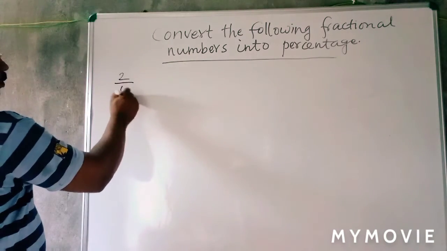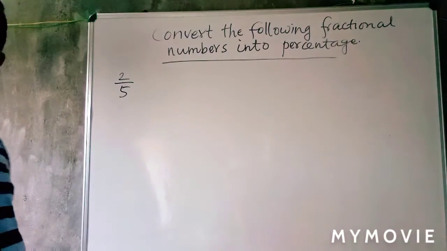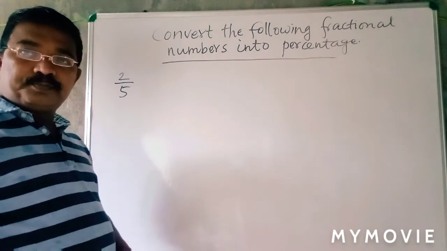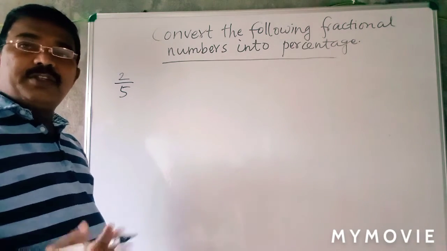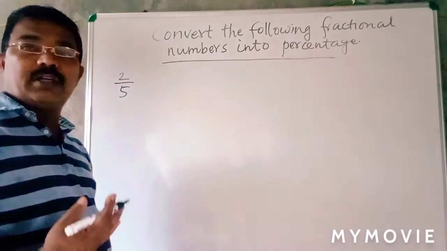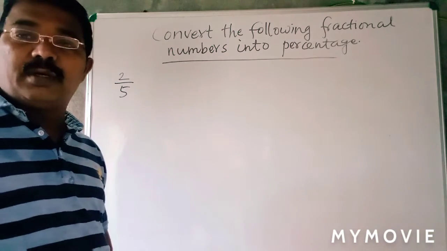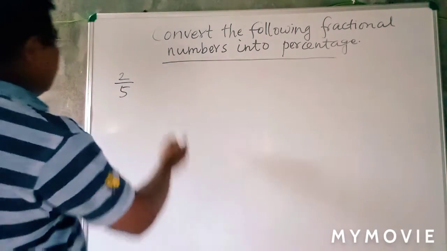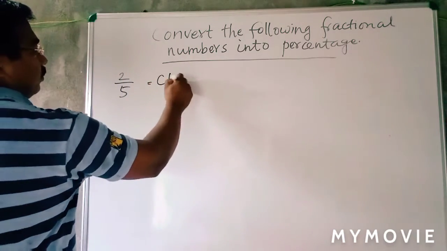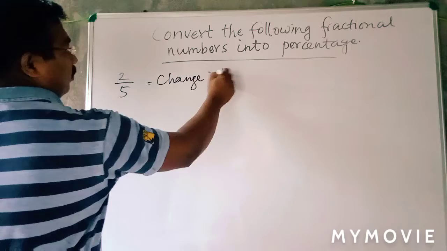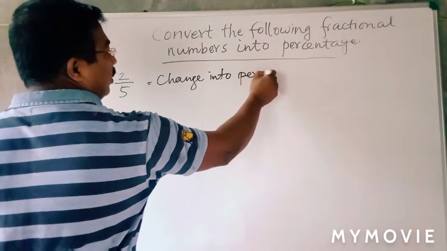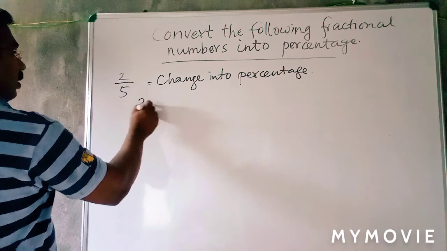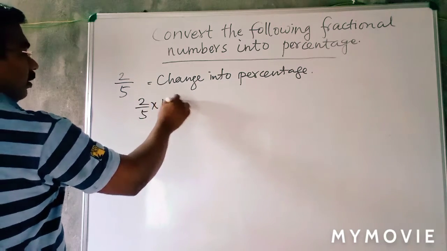2 by 5. You see, 2 by 5 is a fraction number. And we change this fraction number into percentage. It is very simple and you can easily do it. To change into percentage, we have just to multiply this number with 100.